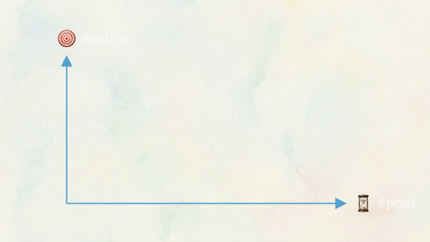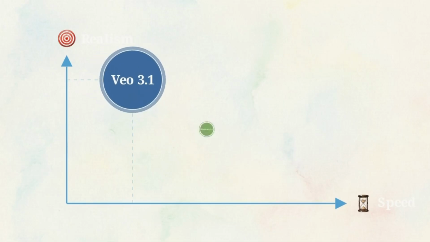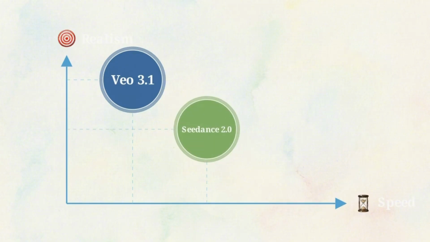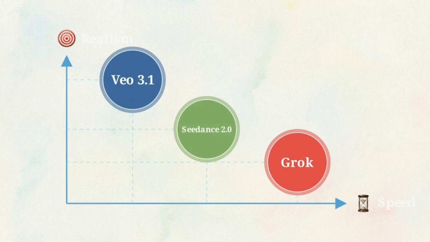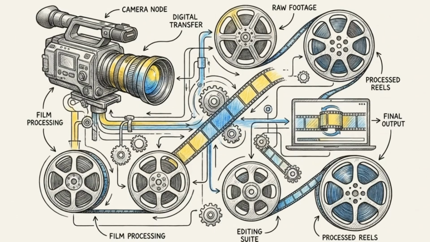We use 3 specific models to achieve this result. VEO 3.1 handles the high-end cinematic realism, SEEDANCE 2.0 maintains fluid animation continuity, and Grok steps in for high-speed experimental generation. Today, we are walking step by step through a complete production pipeline.